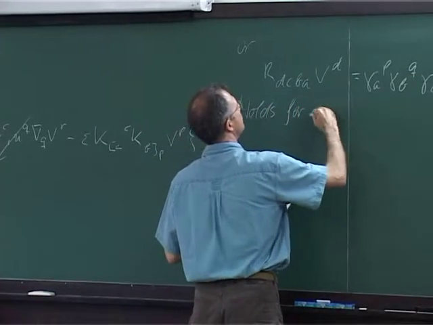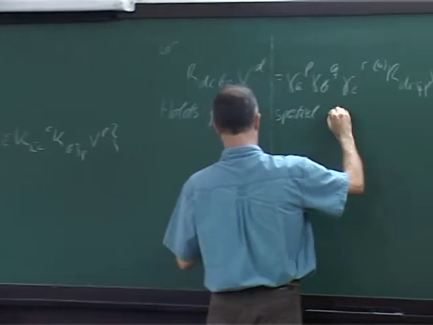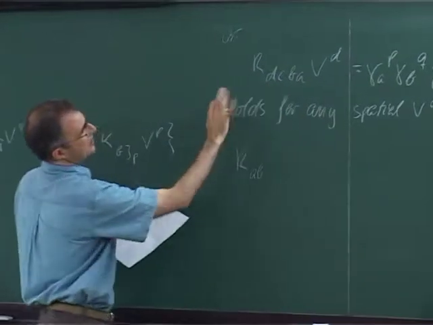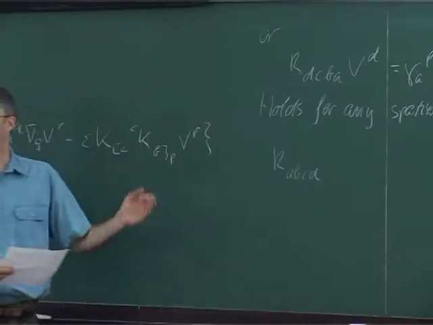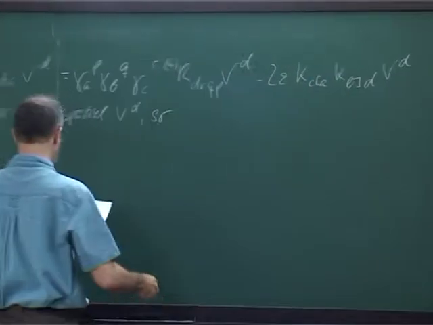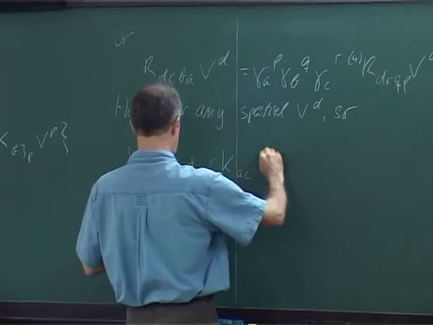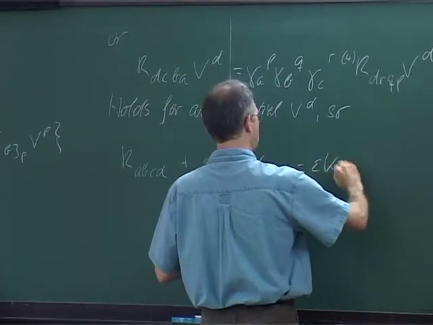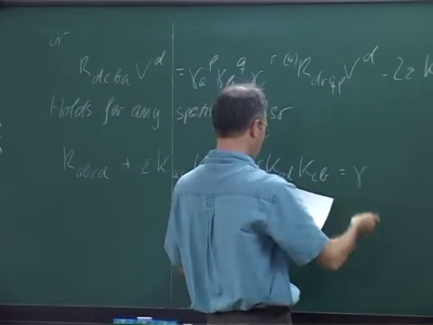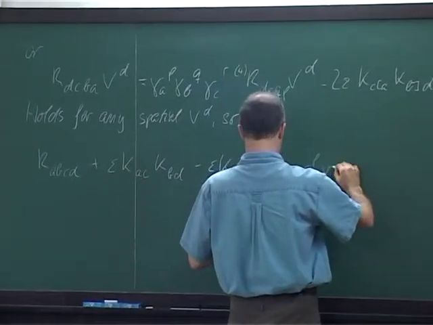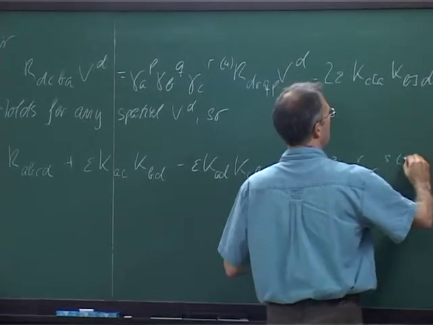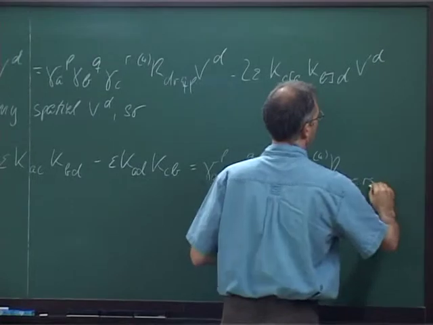So this holds for any spatial D. So we get the following relationship. We have R, A, and I'll rearrange the indices to R, A, B, C, D, so that they're alphabetical. It's always reassuring. Equal plus, and now I'll also write out these anti-symmetric terms explicitly, so for epsilon K A C K B D minus epsilon K A D K C B equals, and now I need four projection operators because it's spatial, so I have gamma A P, gamma B Q, gamma C R, gamma D S, 4R, P Q R S. Right?